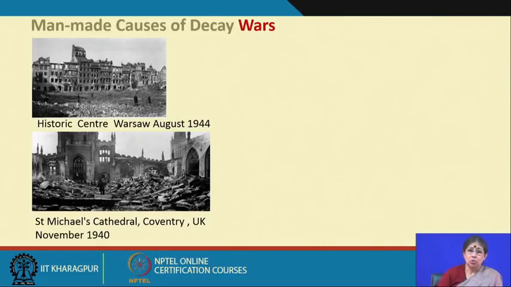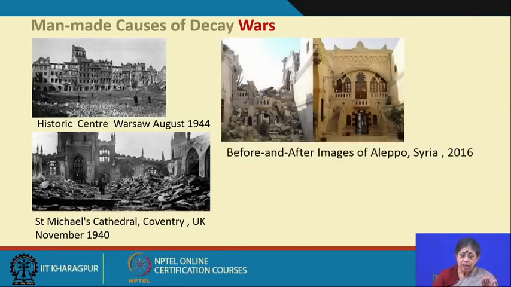We have talked about wars, about Warsaw, about Coventry Cathedral, and we have also seen how they were demolished in the Second World War, and how both of these cases and many more have redefined their role and are trying to come out and show a path towards peace. This we have discussed in detail, but has it stopped? No. You can see Aleppo, Syria.